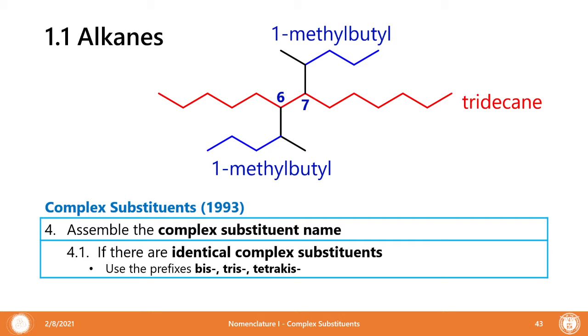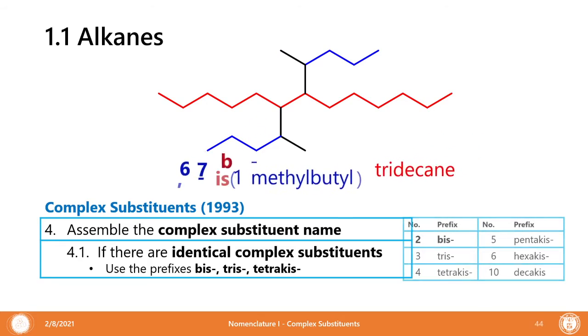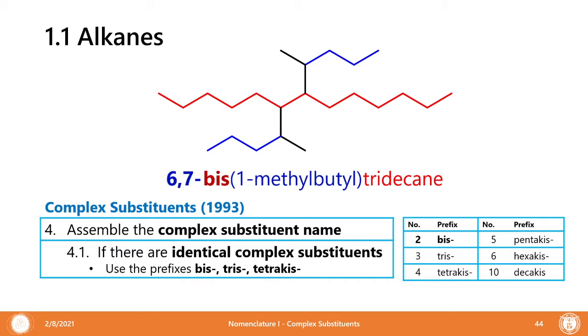So if we try assembling the name, we have 6, 7. We have two of those 1-methyl-butyl groups, so we use bis. Then we have 1-methyl-butyl, that's the name of the complex substituent, and then tridecane. So here are some more prefixes.